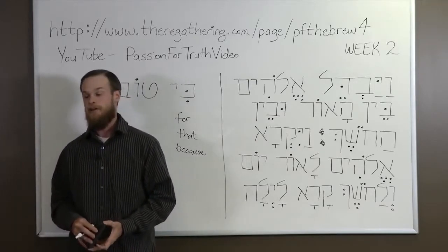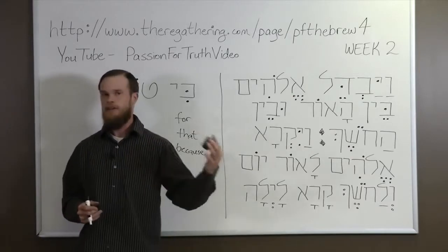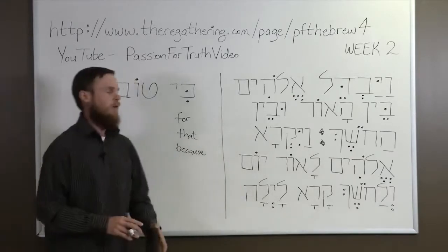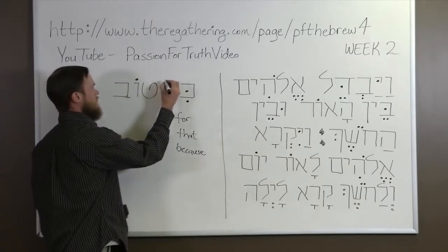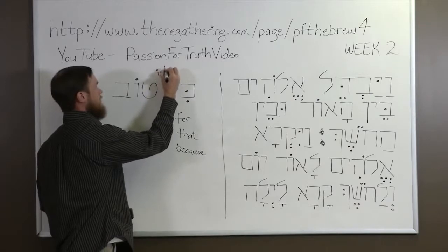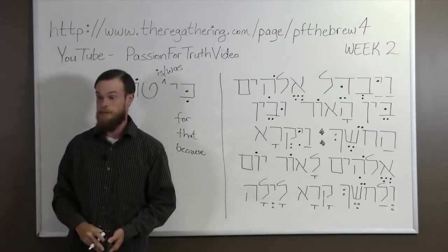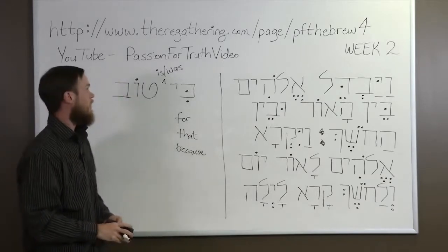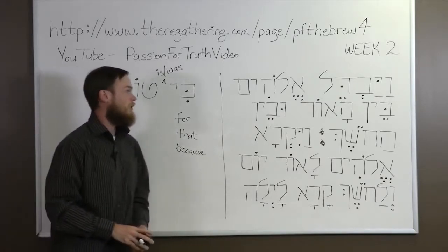So Vayar Elohim et haor, so God saw the light, ki tov. Now, what we do know is that we've got an invisible is, which becomes an invisible was, because we've been speaking in the past tense this whole time. And we know that tov applies to or.